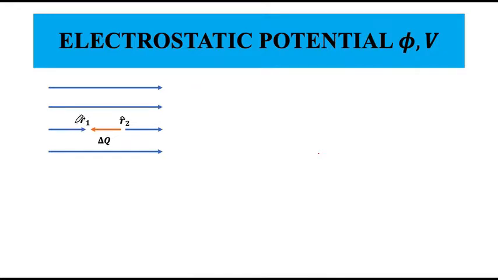Now I know that if I just keep the test charge at position R2, since the electric field is directed to the right, the charge would simply accelerate to the right. Because if I have a test charge delta Q, there will be a force acting on it, and the force will be E times delta Q, correct? The force acting on delta Q is E times delta Q.